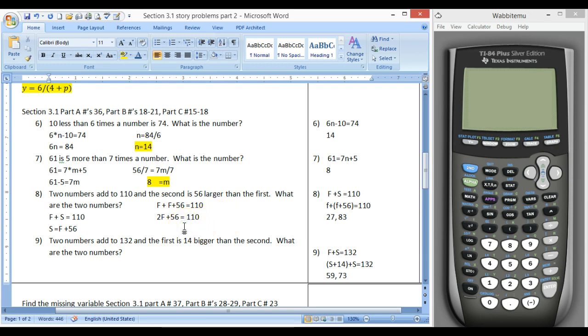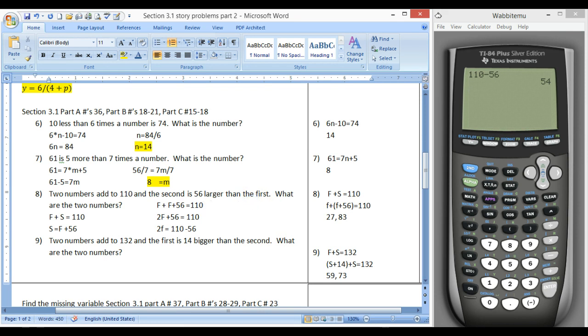So if I want to continue solving for that f, I'm going to move to the next step, which gives me 2f. I need to subtract 56 from both sides. Subtracting it from the left side cancels it out, which gives me 110 minus 56, which gives me 54, and I didn't write that down over here, minus 56.